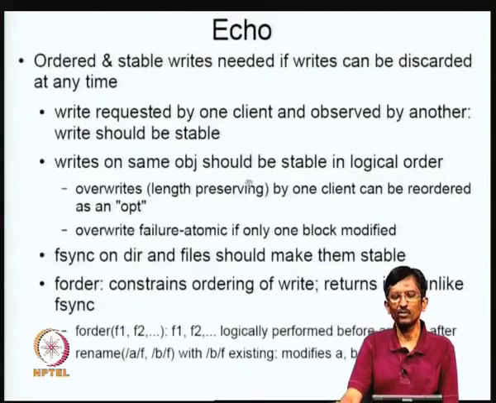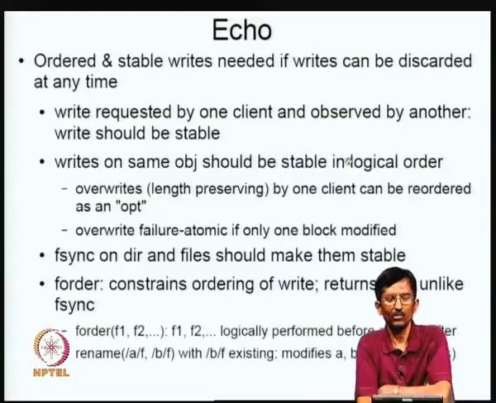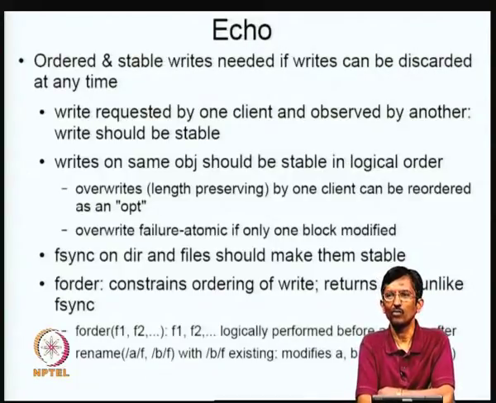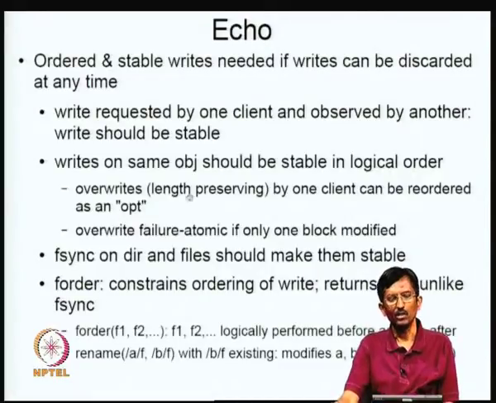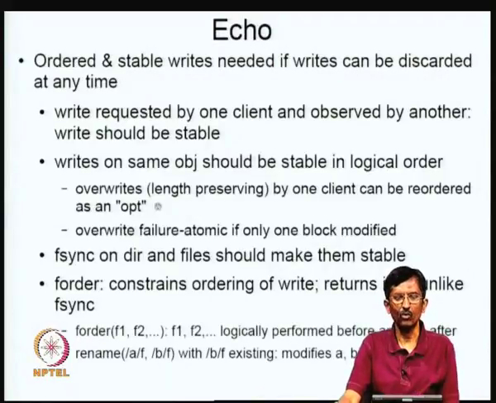Writes on the same object should be stable in logical order. So if I am writing to the same object, they should also become stable in the same order. Again, this is related to what SCSI also requires. SCSI requires that if I send multiple writes in some order, they should get committed to the disk in the same order. That also is there. The only thing that they try to relax is with respect to overwrites.